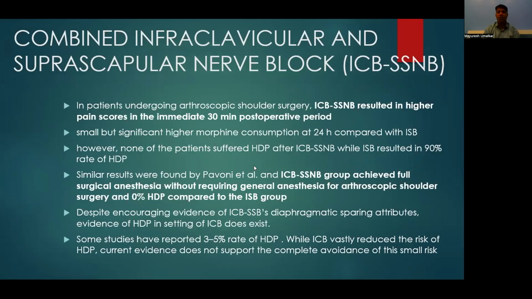In patients undergoing arthroscopy surgery with this block, as per study, infraclavicular block and suprascapular nerve block resulted in a higher pain score in the immediate 30-minute postoperative period, and a small but significantly higher morphine consumption at 24 hours compared with ISB. However, no one suffered any hemidiaphragmatic paralysis. A study by Pavani also showed that the infraclavicular block with suprascapular nerve block group achieved full surgical anesthesia without requiring general anesthesia for arthroscopic shoulder surgeries. Despite encouraging evidence for this approach, evidence of SDP in the setting of ICB does exist, and in 3 to 5% they still found hemidiaphragmatic paralysis.